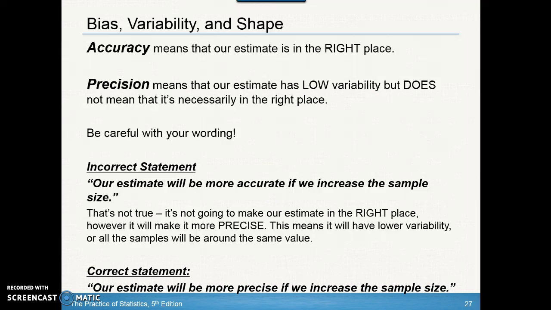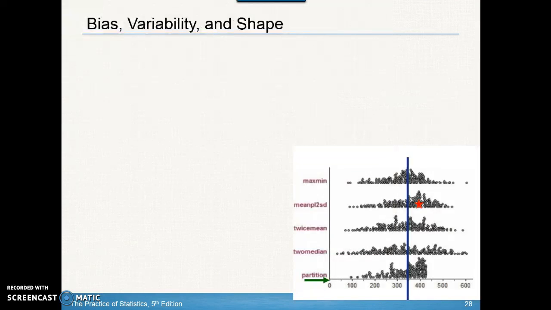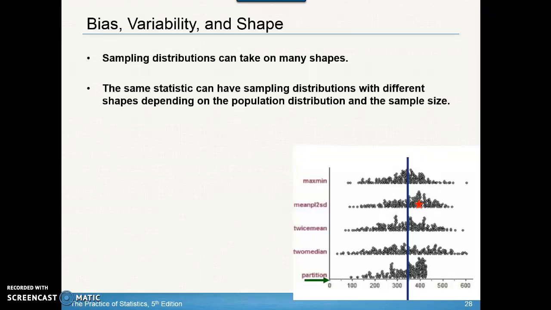So here's a correct statement: our estimate will be more precise if we increase the sample size. We're going to put them all in the same spot, but it doesn't necessarily mean we're hitting the correct spot. Let's take a look at a couple of sampling distributions and see what this means, which ones have low bias and low variability, and apply those ideas to a couple of different examples.